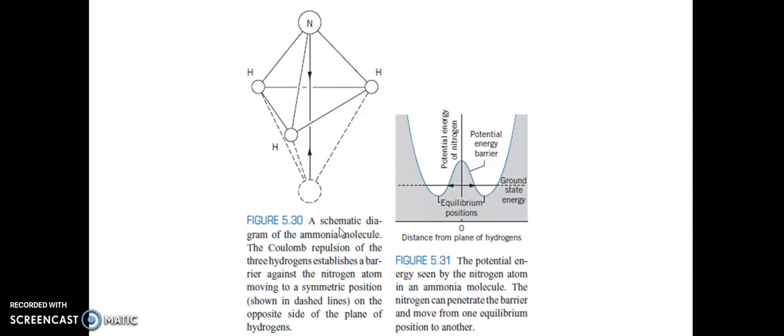So ammonia inversion is also an example for quantum tunneling. So actually the nitrogen can penetrate the barrier and move from one equilibrium position to another. So this is an example for quantum mechanical tunneling.